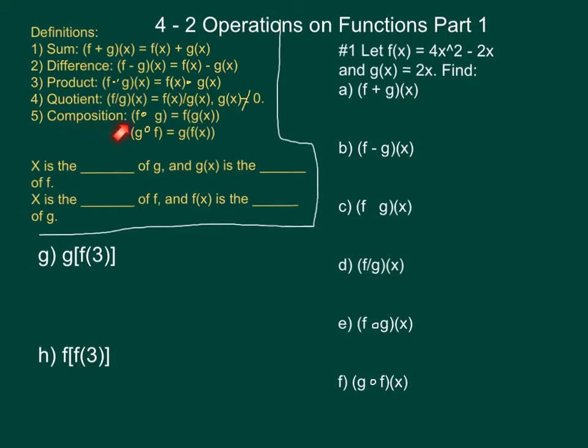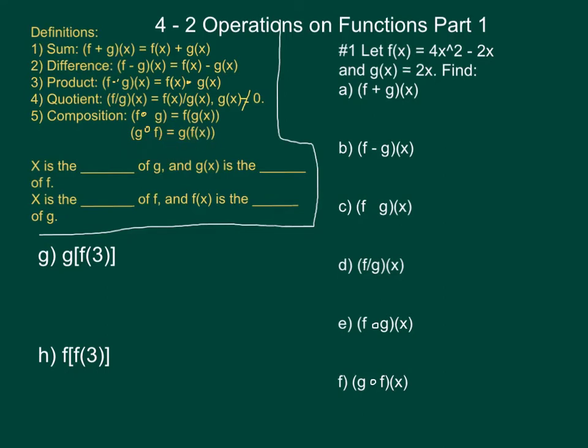Finally, the most important part of this section, composition. If you have f circle g, now that's not an O, that's a circle. I call it the fog. It's the composition of f and g. That's the same thing as taking the function g of x and plugging it into f. Whereas if you have g composed with f, g circle f, or in short you can call it the gof, that's like taking f of x and plugging it into g.